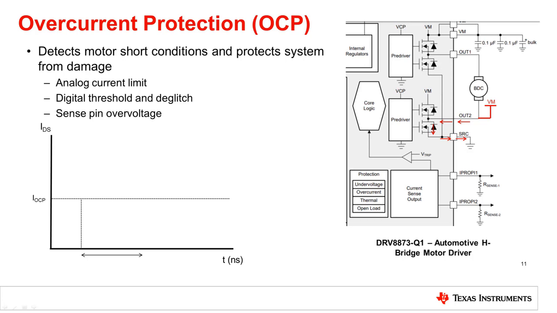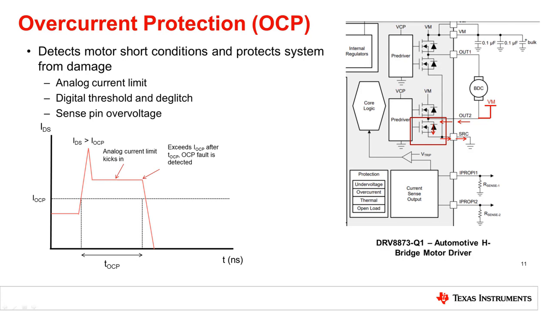Therefore, overcurrent protection, or OCP, is integrated in a variety of methods depending on the device features. OCP occurs if the output current exceeds the overcurrent threshold IOCP. When OCP occurs, the device has a fast-acting analog current limit which reduces the output current to a manageable level in the case of a hard short.